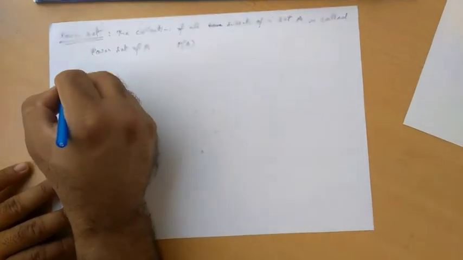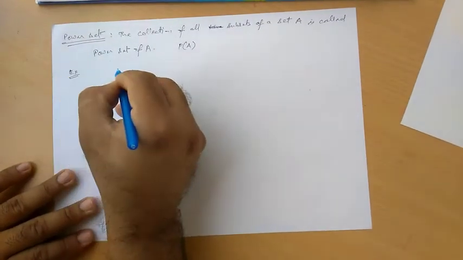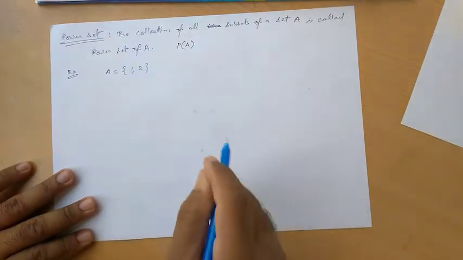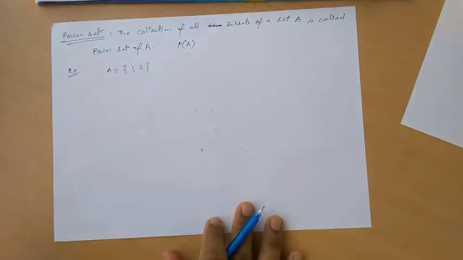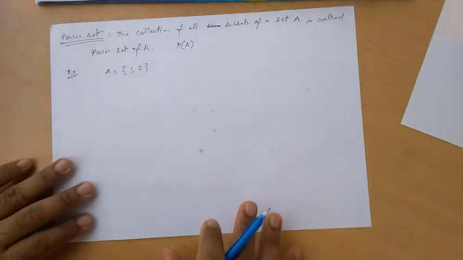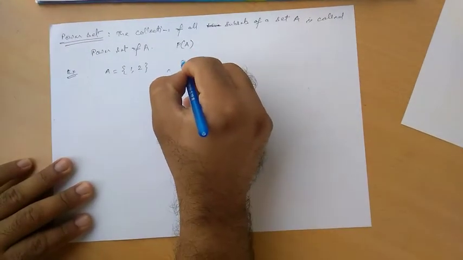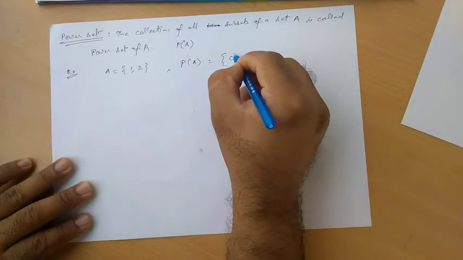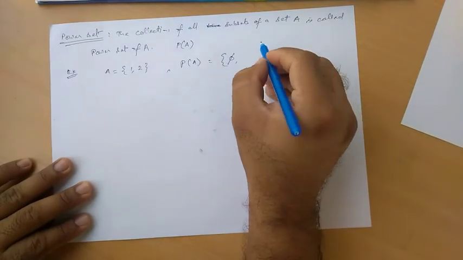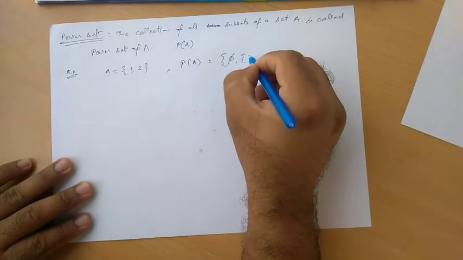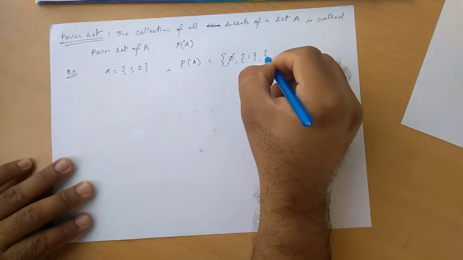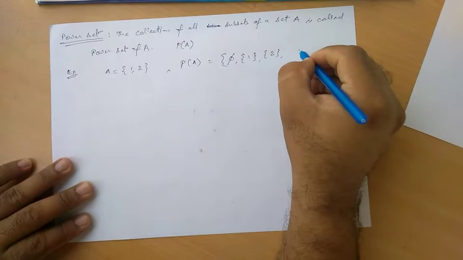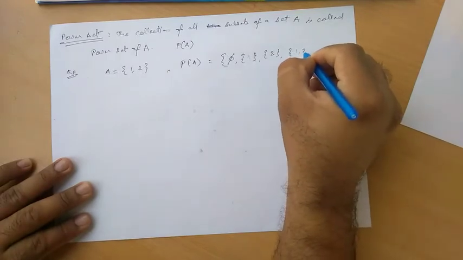Let us have an example that A is {1, 2}, there are two elements 1 and 2, and we can write P of A as phi, {1}, {2}, {1, 2}.